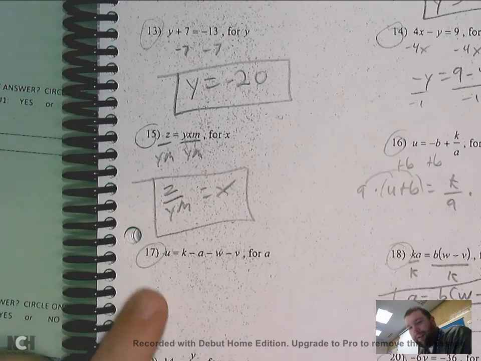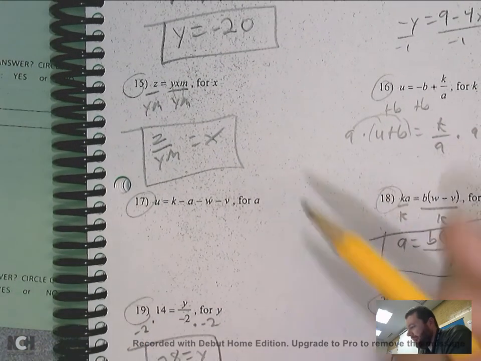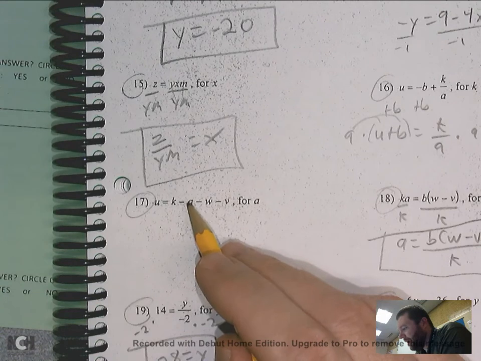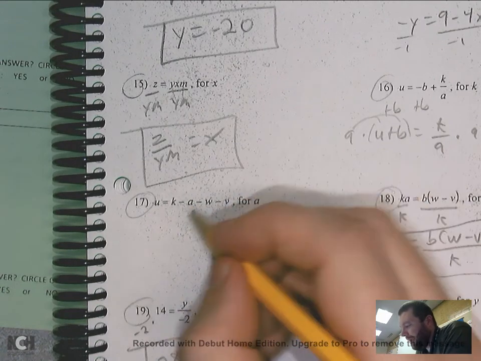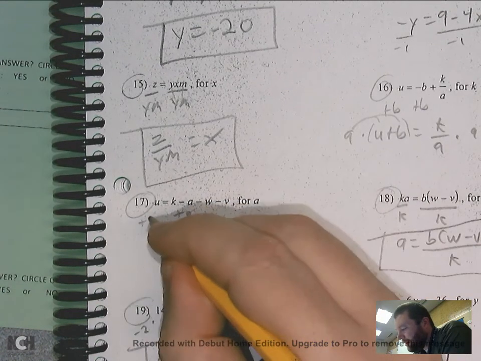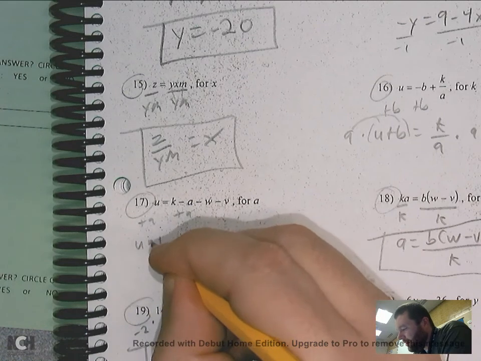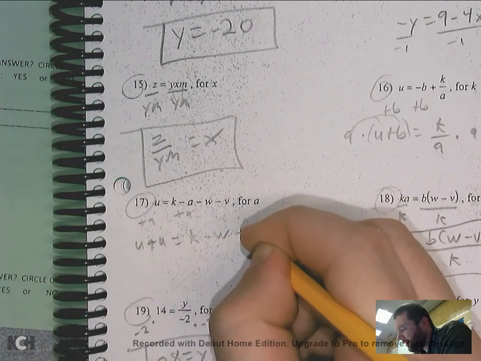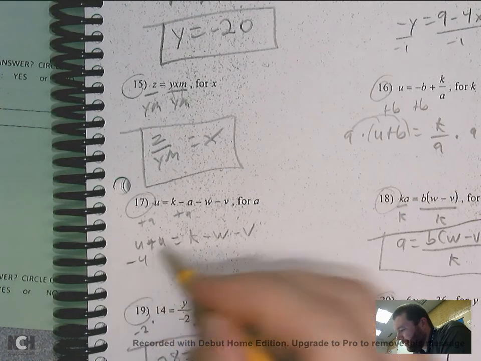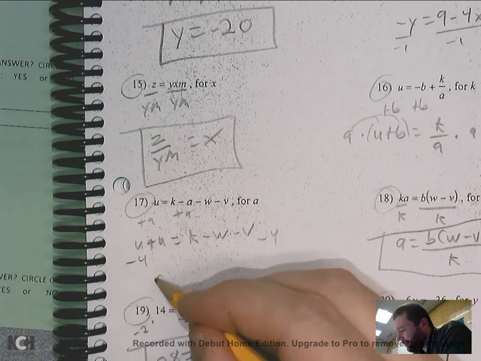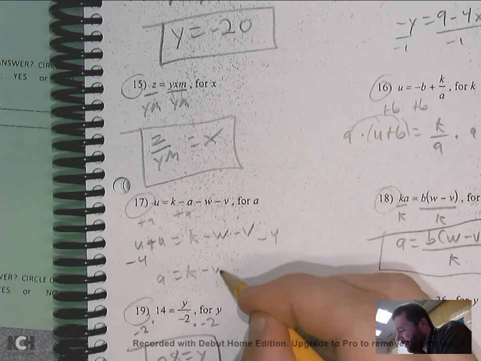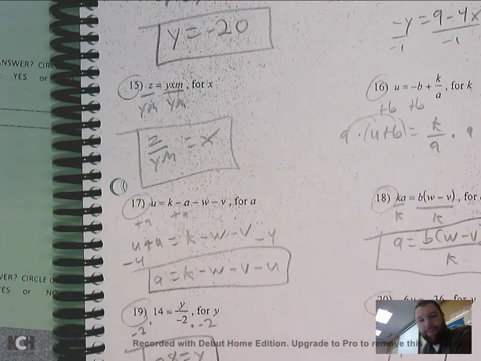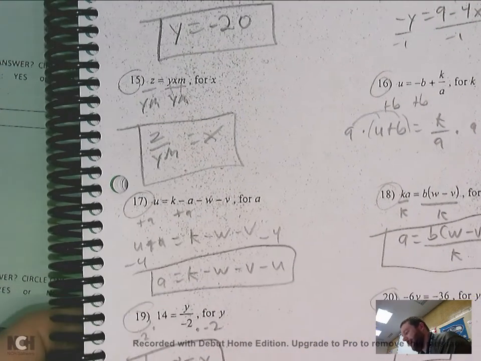Okay. Number 17, I'm solving for a. So I've got to get everything away from the a. So probably the easiest way, I could add or subtract all these, but I'm going to add the a to the other side. Gives me u plus a is equal to k minus w minus v. Then I'm going to minus the u. Gives me a is equal to k minus w minus v minus u. A is by itself. All done. That one wasn't too bad, right?